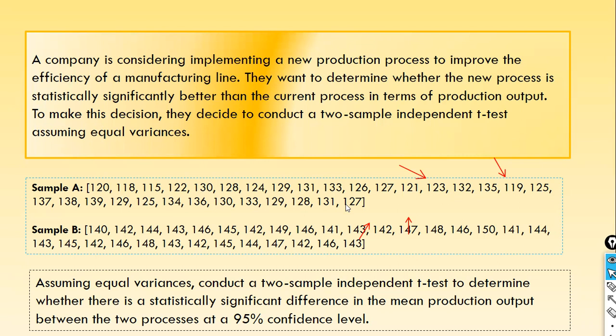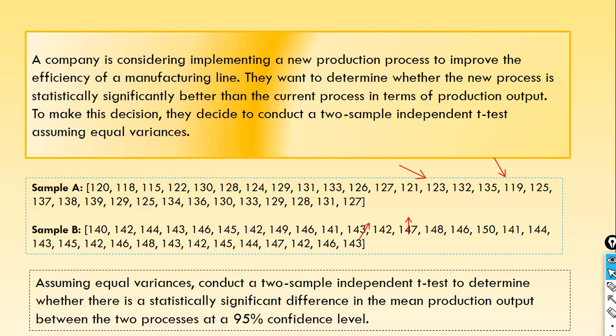Then what you do is, hey, let's give proper training. We'll send them for a 3-day crash course. After attending the training, you note down what the output is. So you want to compare before and after, right? Are there any differences here? So, assuming equal variances, conduct a two sample independent t-test to determine whether there is a statistically significant difference in the mean production output between the two processes at a 95% confidence level.